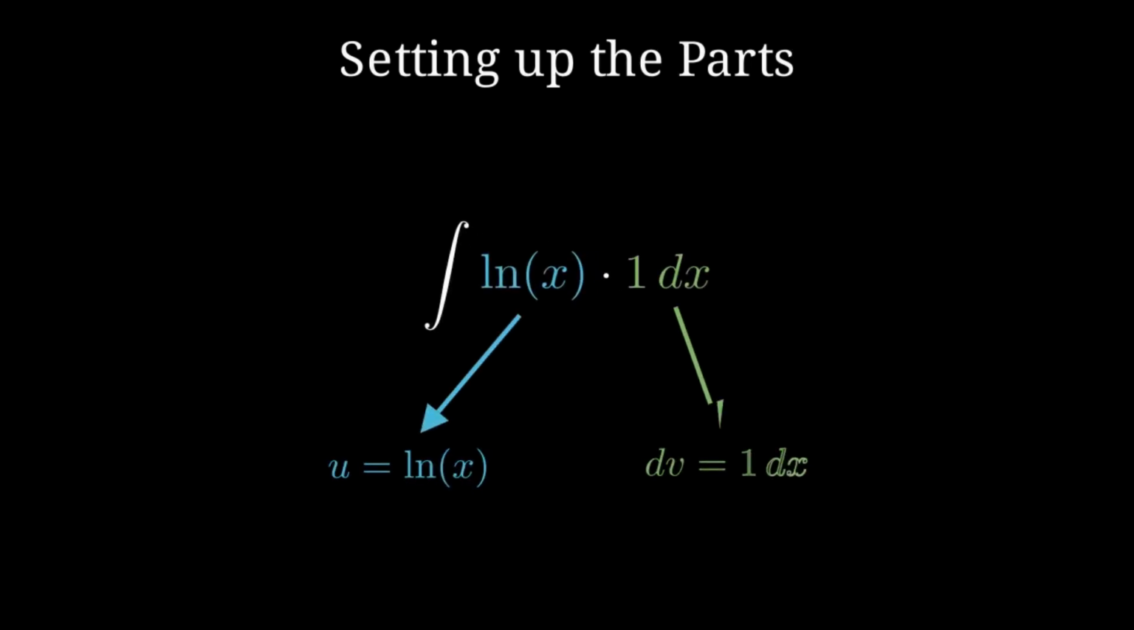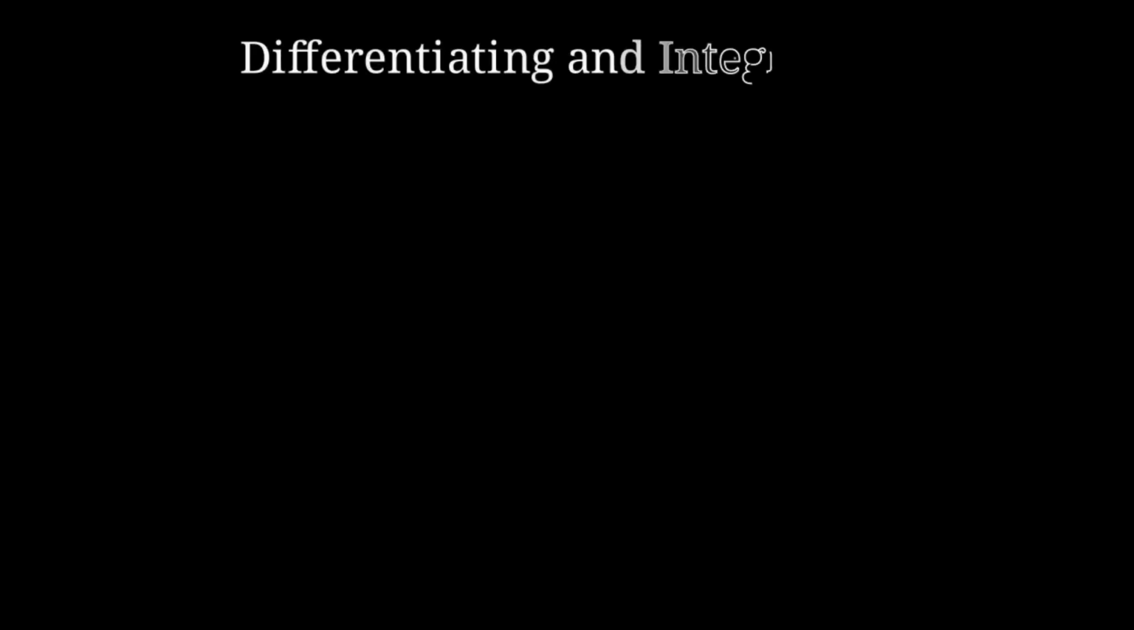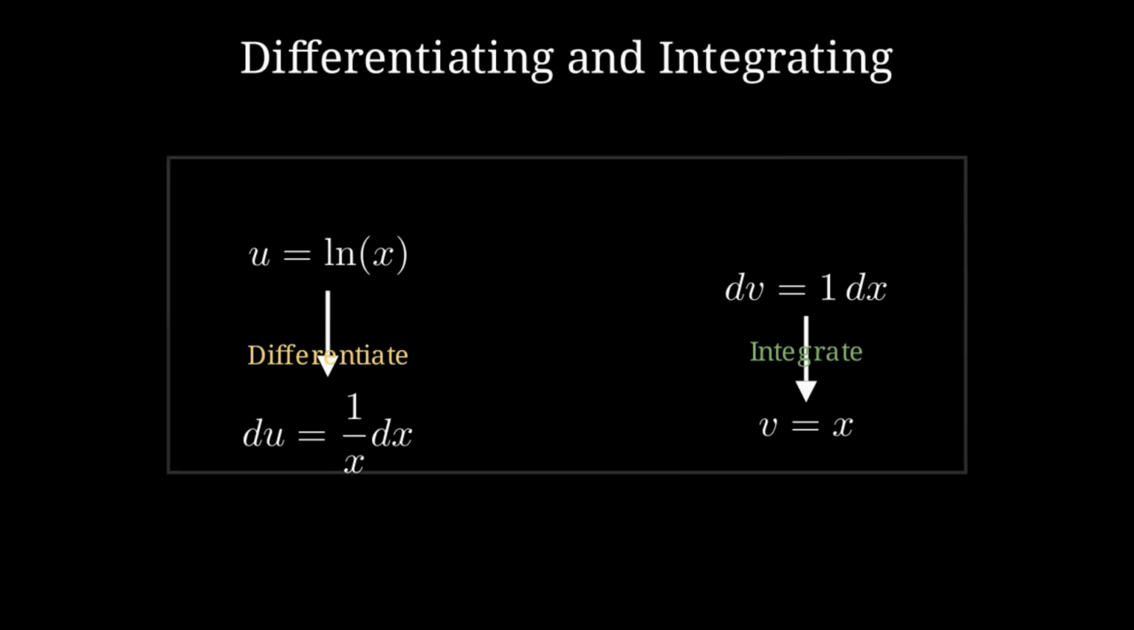To integrate ln x, we treat the integrand as a product. We set u equal to ln x because its derivative is a simple algebraic fraction, and we set dv equal to 1 dx, which is very easy to integrate. Now we compute the missing pieces. Differentiating u gives us du equals 1 over x dx. Integrating dv equals 1 dx gives us v equals x. We now have all 4 components needed to populate our integration by parts formula.